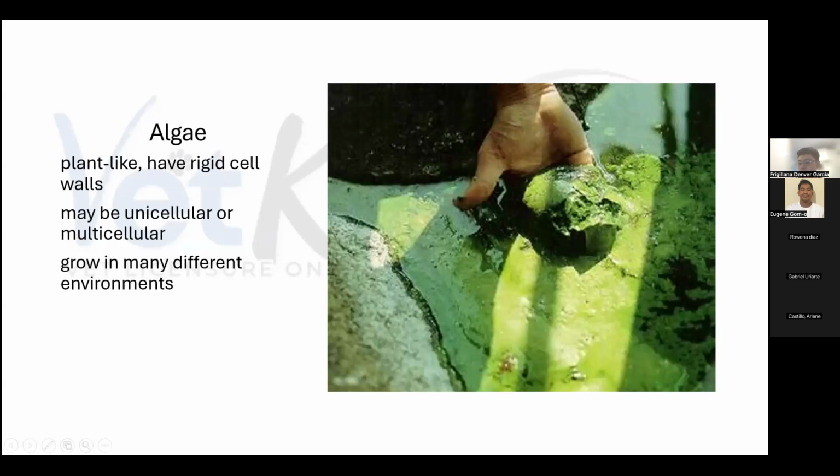In recent years, there has been a particular question regarding algae that appears in the board exam, and this involves blue-green algae. Algae are plant-like, have rigid cell walls, may be unicellular or multicellular, and grow in many different environments. The question that came out for us was about a dog that swam in a river or lake. After several days, it developed icterus as well as vomiting, diarrhea, and seizures. They asked for the most possible diagnosis.